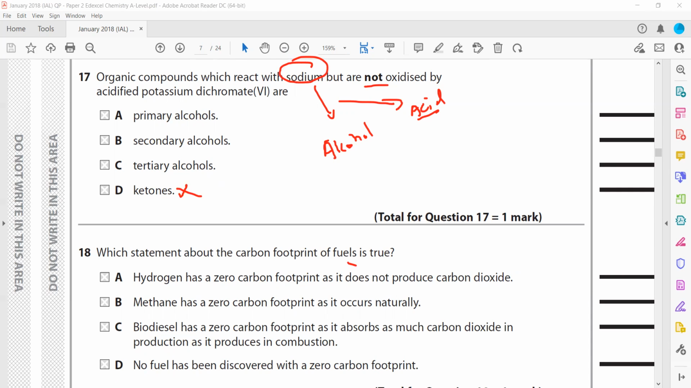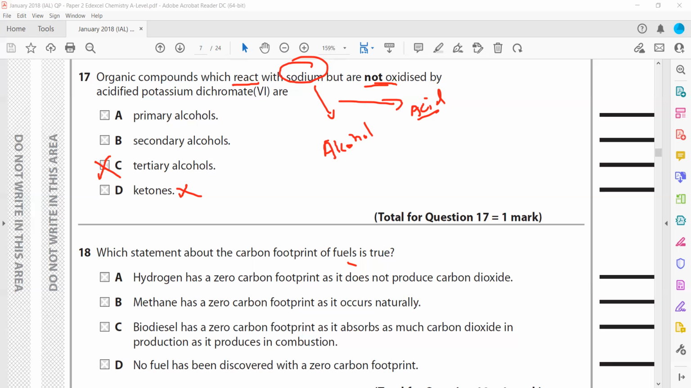So which one of them is a tertiary alcohol? So C is a tertiary alcohol. Primary and secondary alcohols can be oxidized, and they can also react with sodium, but in the question they mentioned it reacts with sodium but is not oxidized. Primary, secondary, and tertiary all react with sodium, but primary and secondary can be oxidized, tertiary cannot be oxidized.